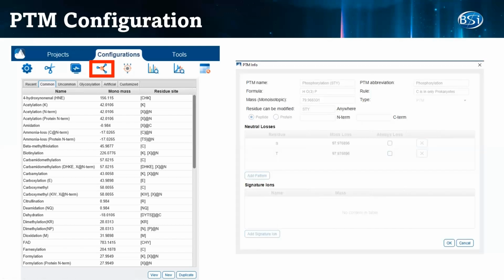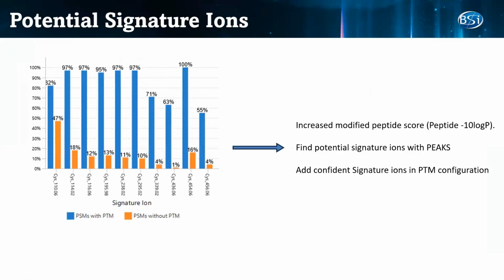Signature ions can also be included in the PTM configuration and can provide an additional level of confidence in the result. PEAKS will detect how often the signature ion is found in spectra that match the modified and unmodified peptide. If the difference between the percentage of the modified peptide spectra matches and the percentage of the unmodified peptide spectra matches with the potential signature ion detected is large enough, the signature ion will be used in peptide rescoring. You can tell PEAKS to find potential signature ions for you without having to predefine them, or you can add your own confident signature ions in the PTM configuration.